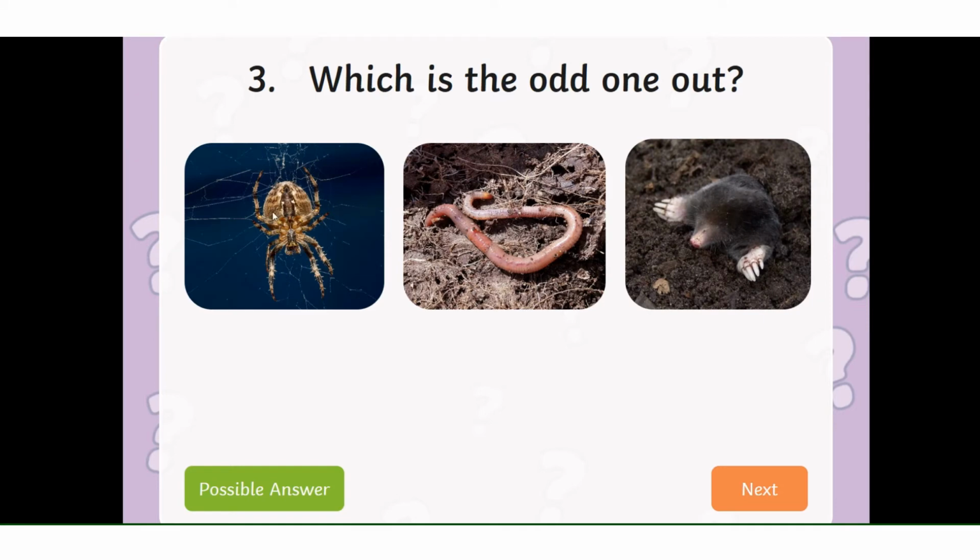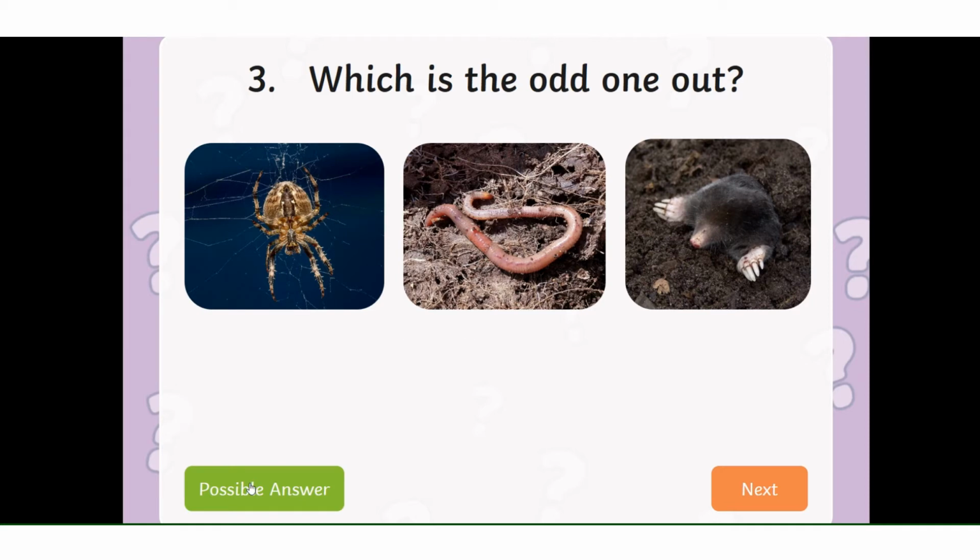We've got a spider, we've got a worm, and we've got a mole. I know a spider's got 8 legs. I know a mole has got 4 little legs, 2 little arms and 2 little back legs. And the worm, well, that has no legs. I'm going to say worm. What might you say?